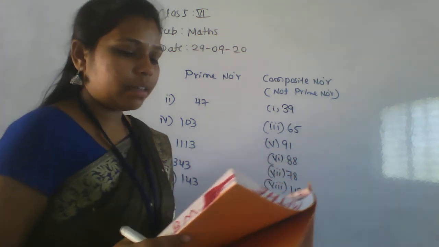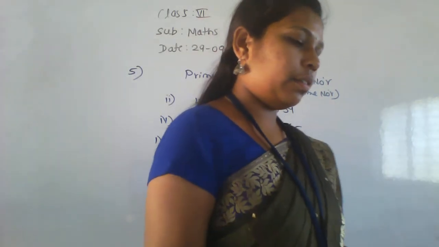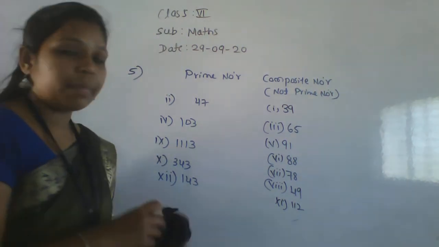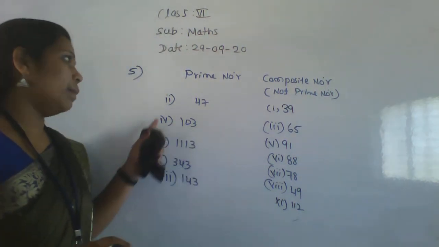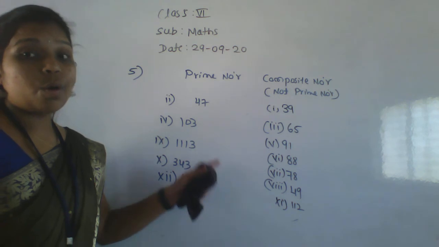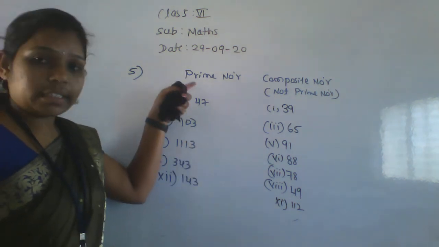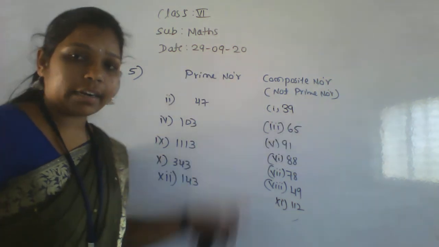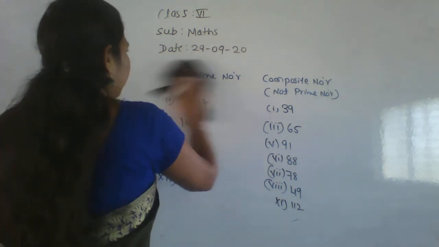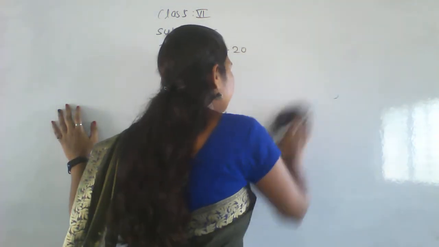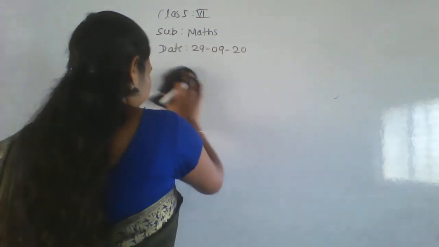Separate even numbers from odd numbers. That means you have to separate the odd numbers and even numbers, like we did with prime numbers and composite numbers. So put a column here, that is even numbers, here odd numbers, then write the numbers. Okay, so start with the sixth main now.